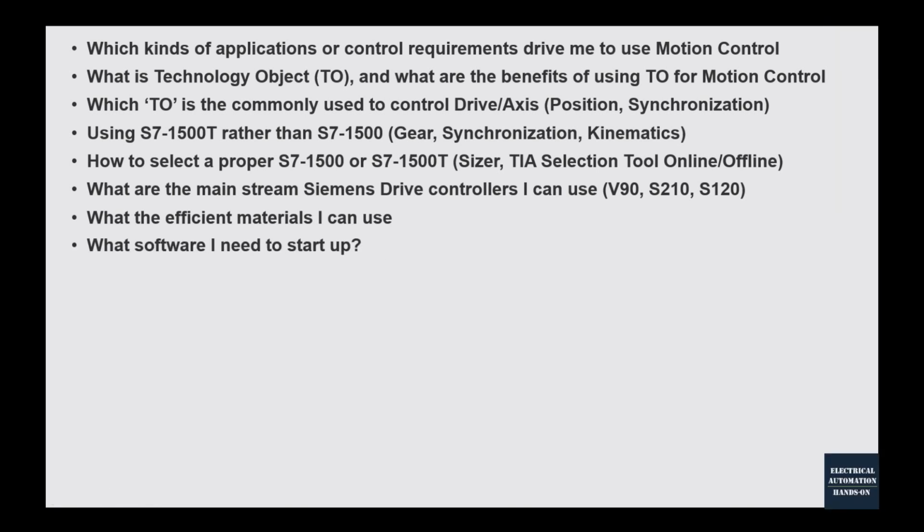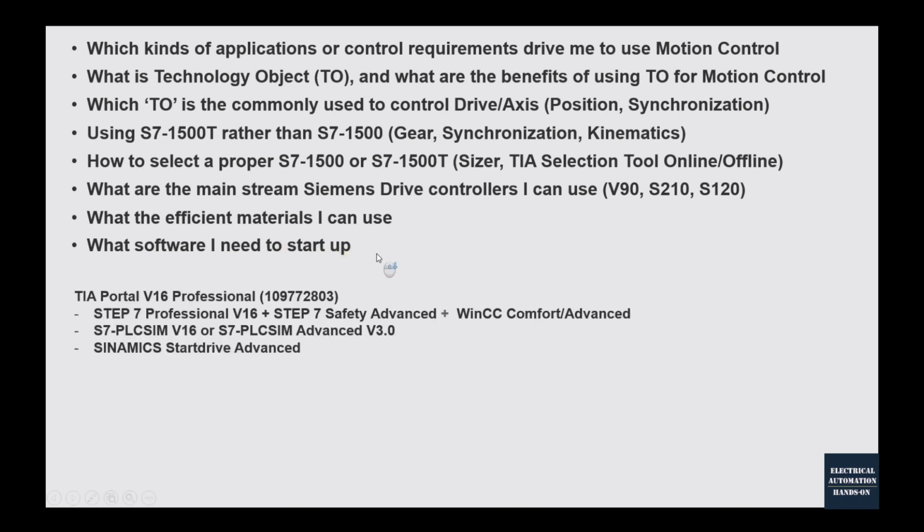So next question, if you want to learn and practice by yourself, you definitely have this question: what software do I need to install to start up? The answer is you need to install TIA Portal version 15, version 15.1, or version 16. You can download the TIA Portal version 16 Professional from this ID number. It provides trial software you can download for practice and hands-on.